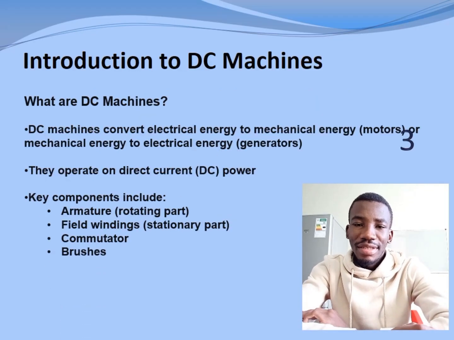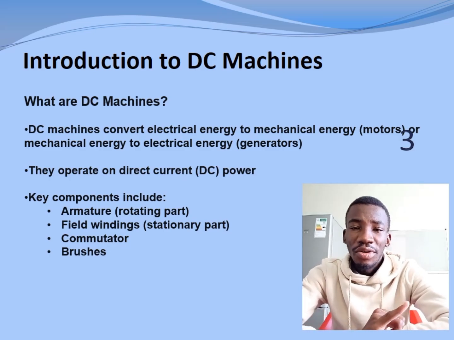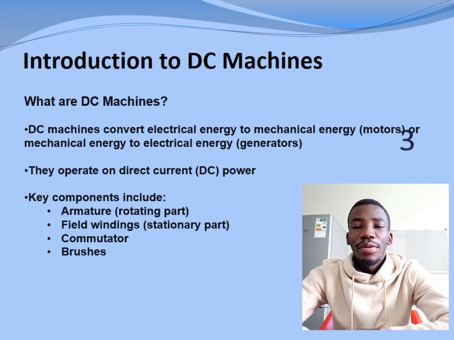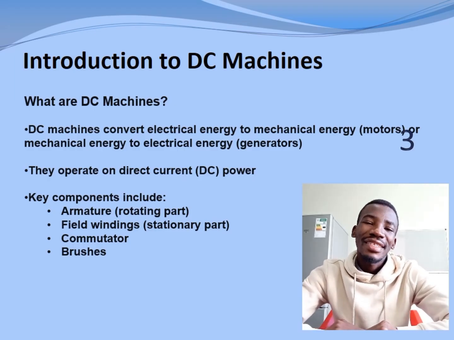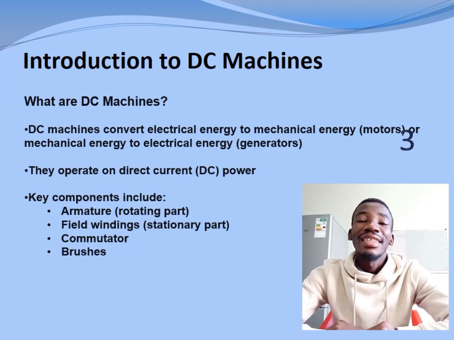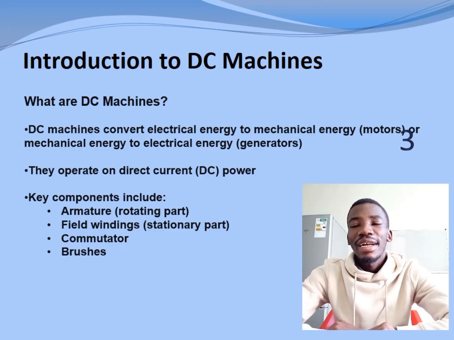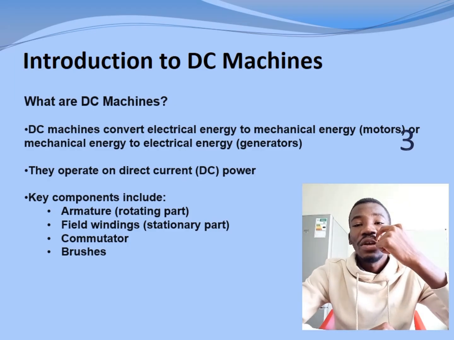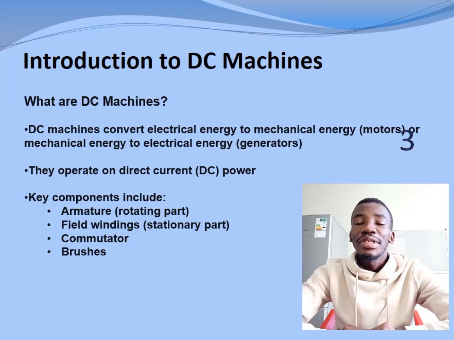Introduction to DC machines. In DC machines, we have a generator and also a motor. A generator converts mechanical energy into electrical energy, while a motor converts electrical energy into mechanical energy. What are DC machines? DC machines convert electrical energy to mechanical energy, those are motors, or mechanical energy to electrical energy, those are generators.